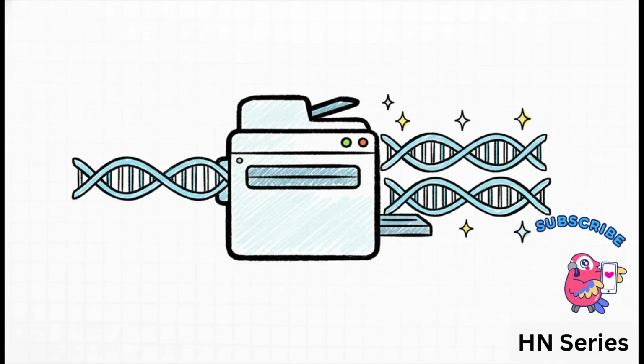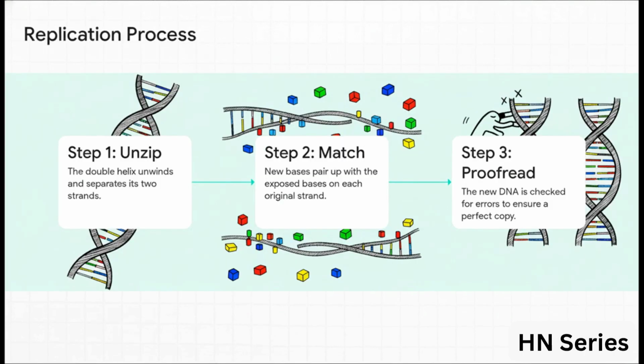Think about it. Every single time one of your cells divides, which happens constantly for you to grow, to heal a cut, it needs to make a full, complete copy of its entire DNA blueprint. And it can't mess it up. It has to be a perfect copy. This whole process has a name, replication. So how does it pull this off?